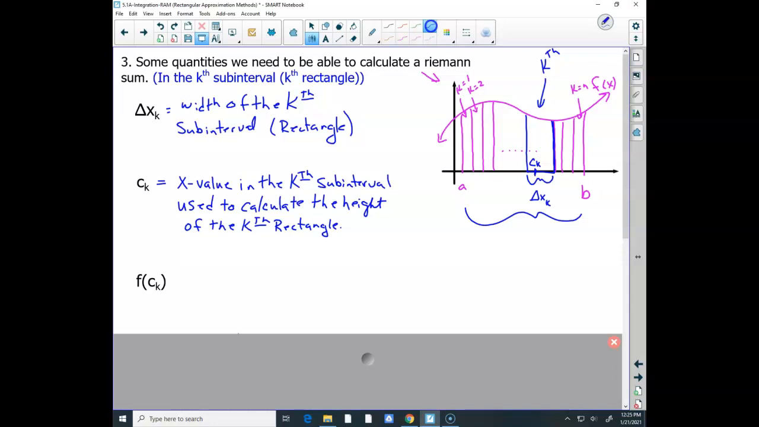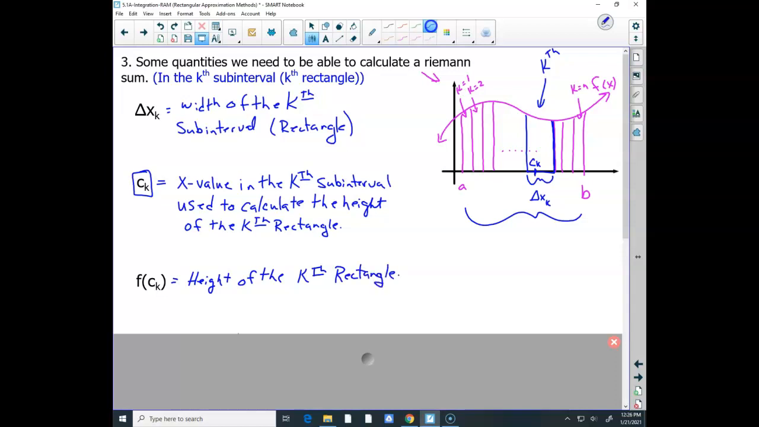Now, when we pick these c sub k's, we're going to be picking nice ones. And what I mean by nice ones is right, left, or middle is what we will be picking. And that'll all make sense pretty quick. The last quantity we need is f of c sub k. Well, that is taking my c sub k and plugging it into my function, and that gives me the height of the kth rectangle.